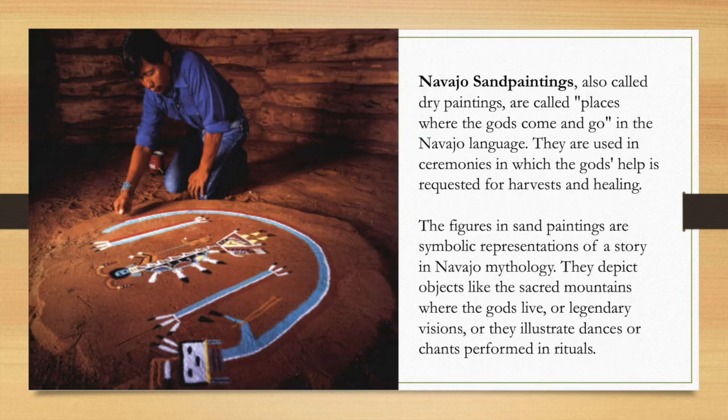Sand art is mostly well known as being very important in the ceremonies and religious rituals of the Navajo people. The Navajo called these dry paintings, or places where the gods come and go. They're used in ceremonies in which the gods' help is requested for harvest and healing. The figures in sand paintings are symbolic representations of different stories in the Navajo mythology and belief system. They depict objects like sacred mountains where the gods live, or legendary visions, or they illustrate dances or chants that are performed in the rituals.